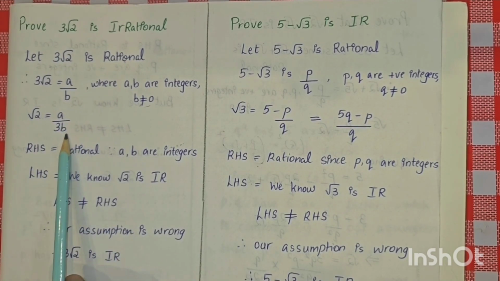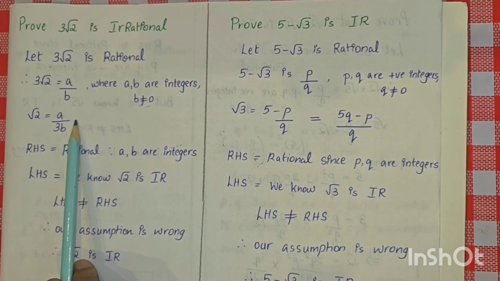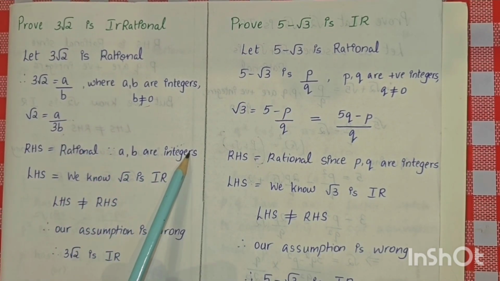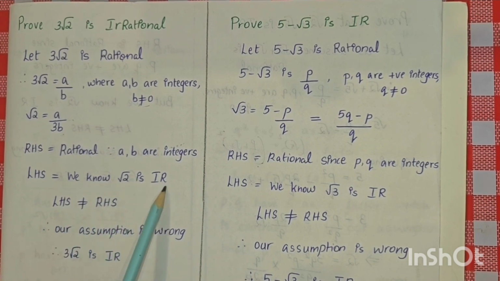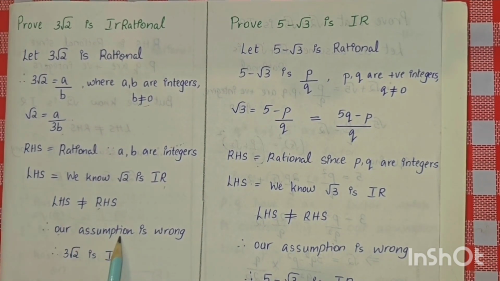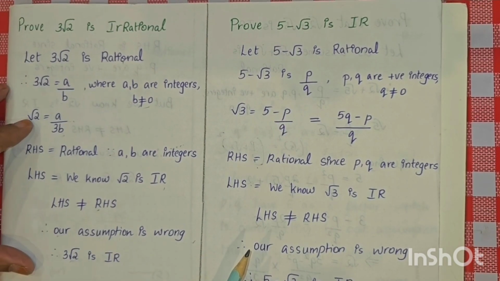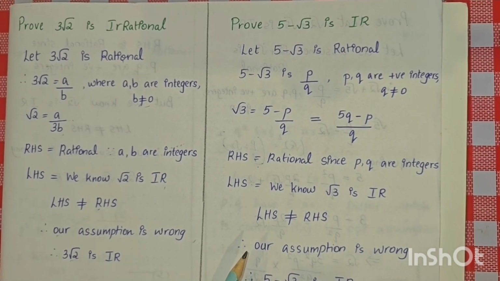So a by 3b. Now you will write: RHS, this side is rational because a and b are integers. LHS, we know root 2 is irrational. So LHS not equal to RHS. Therefore our assumption is wrong. 3 root 2 is irrational. You will write only these steps. Don't write too many steps and make it complicated. You will lose your time also and it will look very messy.